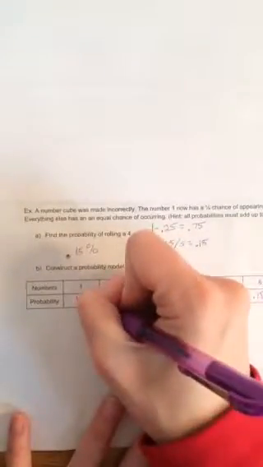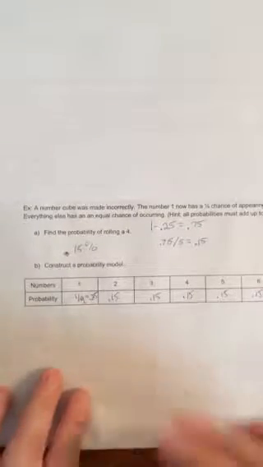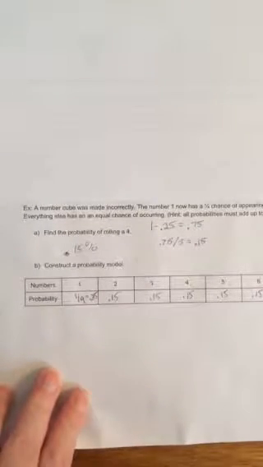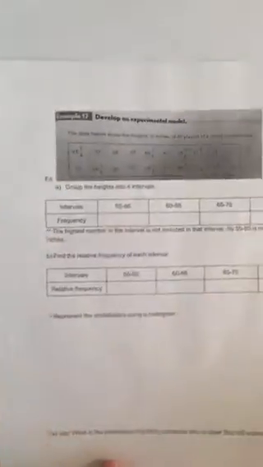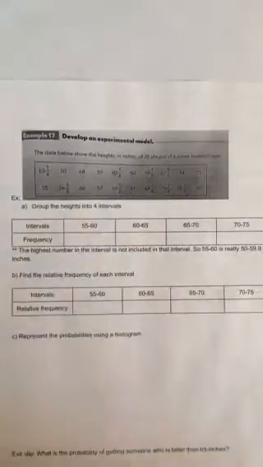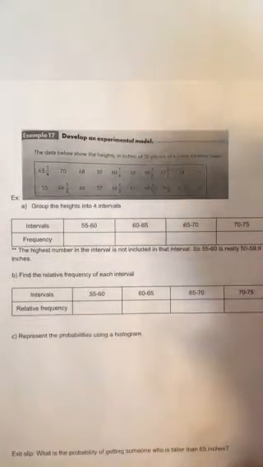So if you want this as a decimal to see how much bigger that is. Okay? So if you were trying to roll a 1 in one of those probability activities we did, this would be a good die to have. Alright. So it says the data below shows the heights in inches of 20 players of a junior baseball team.